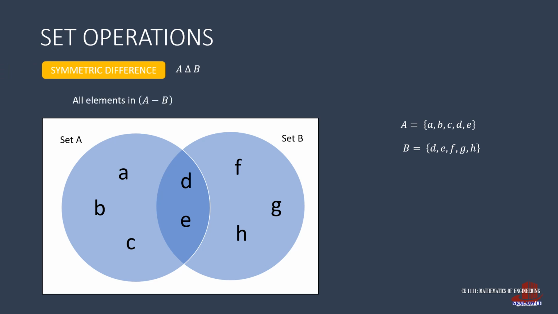There is also symmetric difference, which includes all elements in the union of A minus B and B minus A. From the previous solutions, A minus B contains elements A, B, and C. Then B minus A has elements F, G, and H. If we take the union of these elements, we get the symmetric difference of A and B as the elements A, B, C, then F, G, and H.